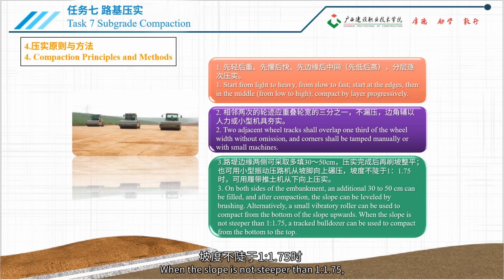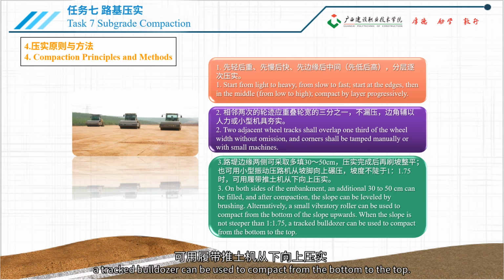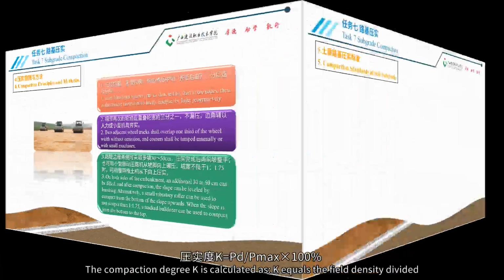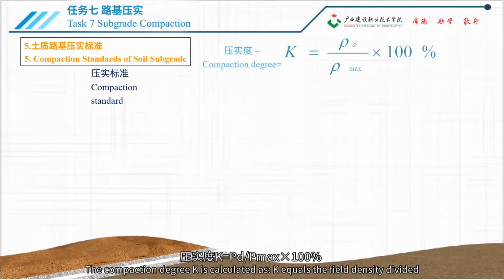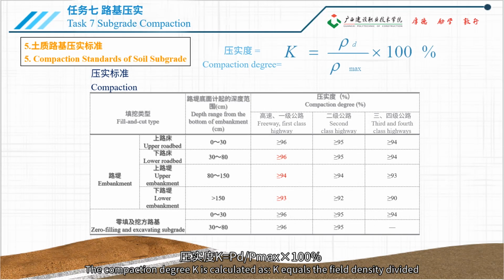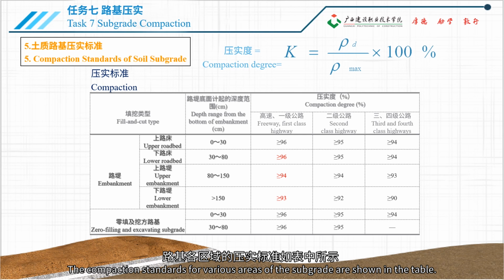When the slope is not steeper than 1 to 1.75, a tracked bulldozer can be used to compact from the bottom to the top. The compaction degree K is calculated as K equals the field density divided by the maximum field dry density multiplied by 100%. The compaction standards for various areas of the subgrade are shown in the table.